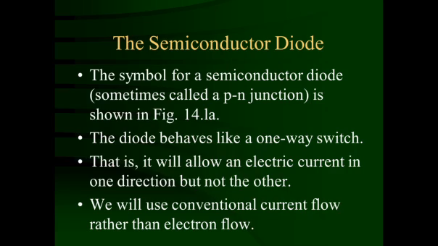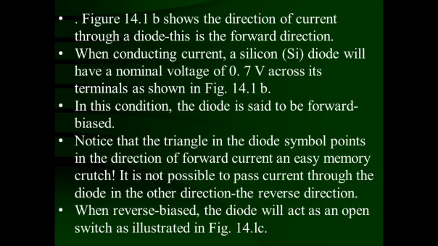So this is a forward direction; current will be there. Figure 14.1b shows the direction of the current through the diode. This is the forward direction. That means the current is flowing from anode to the cathode. That means the triangle points in the direction of the current.